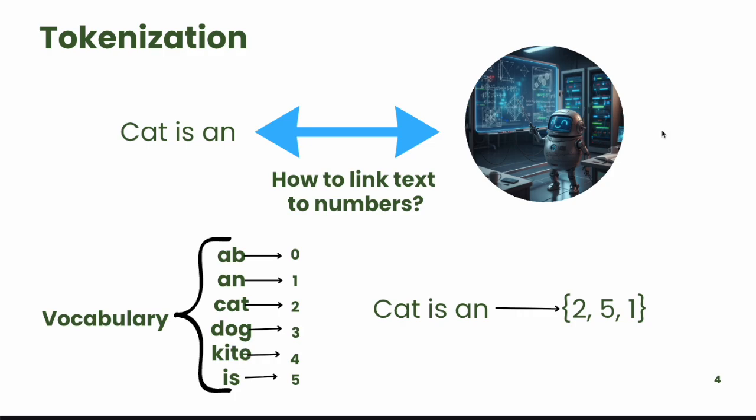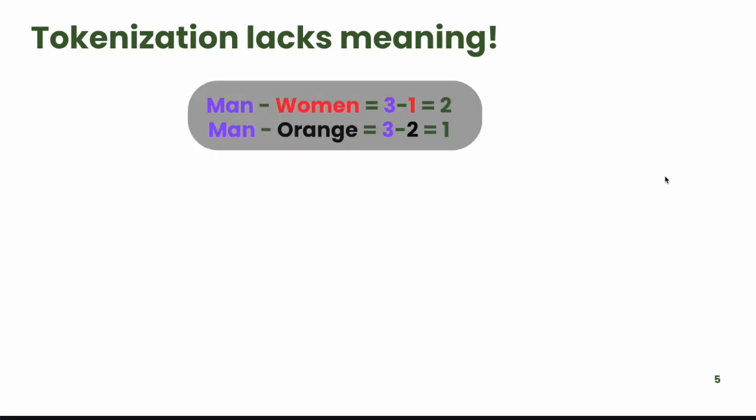So this is tokenization, but tokenization has an issue. Tokenization doesn't have a semantic meaning. So what I mean by this is the following. Let's look at the following setup. We have 3 words: man, women, and orange. And man has a token 3, women has a token 1, orange has a token 2.